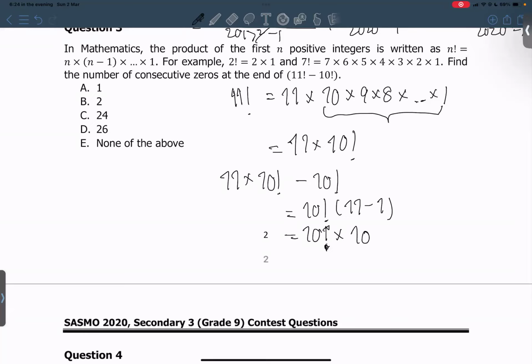So in 10 factorial, there are 2 pairs of 2 and 5. 2 times 5 gives you 10, and there are 2 pairs of it. So it means in 10 factorial, there are 2 zeros at the end, and times another 10 outside of the 10 factorial, we'll get 3 zeros at the end. In the choices, there's no 3, so the answer is going to be E.